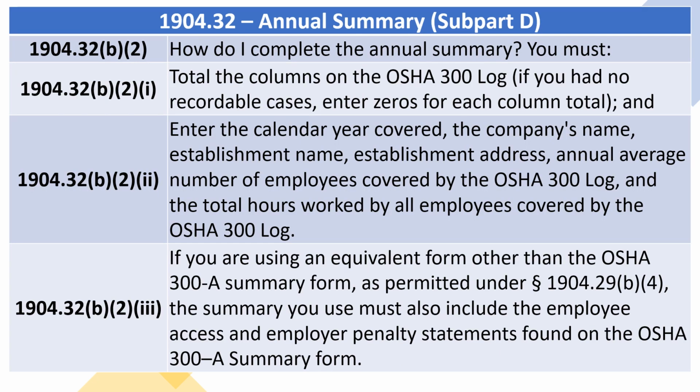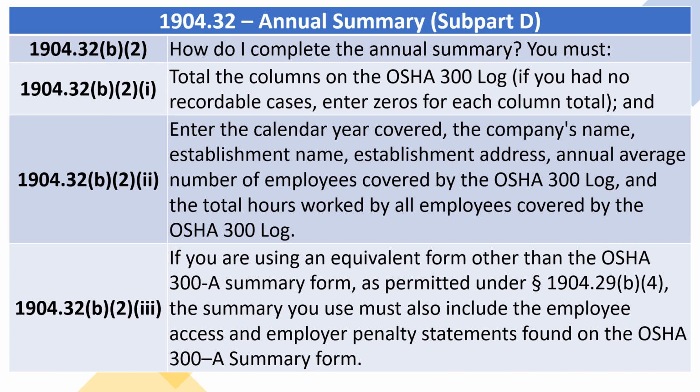1904.32(b)(2). How do I complete the annual summary? You must, 1904.32(b)(2)(i) through (b)(2)(iii), total the columns on the OSHA 300 log. If you had no recordable cases, enter zeros for each column total, and enter the calendar year covered, the company's name, establishment address, annual average number of employees covered by the OSHA 300 log, and the total hours worked by all employees covered by the OSHA 300 log.